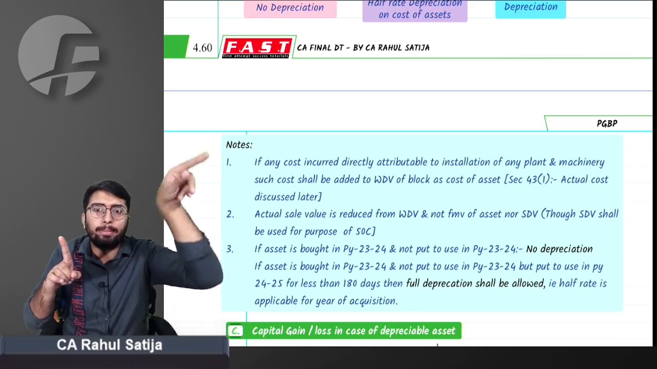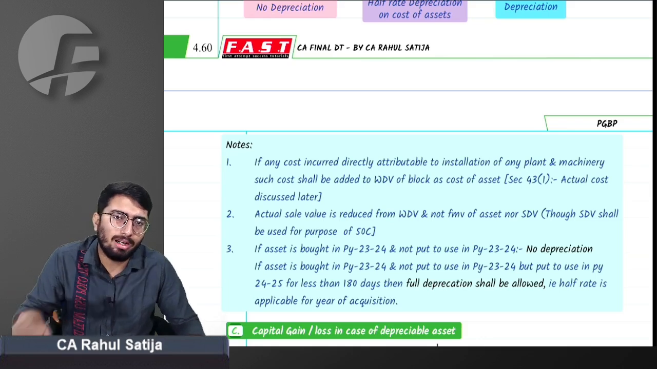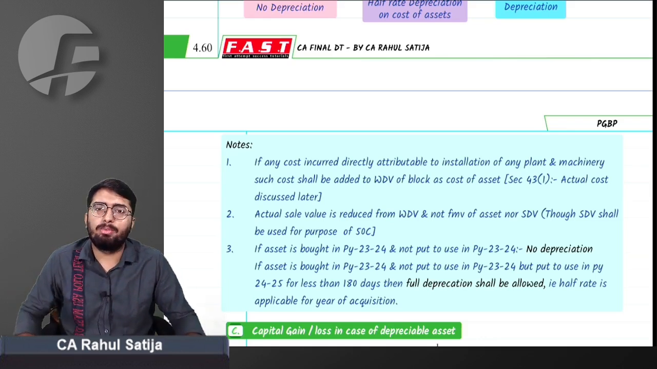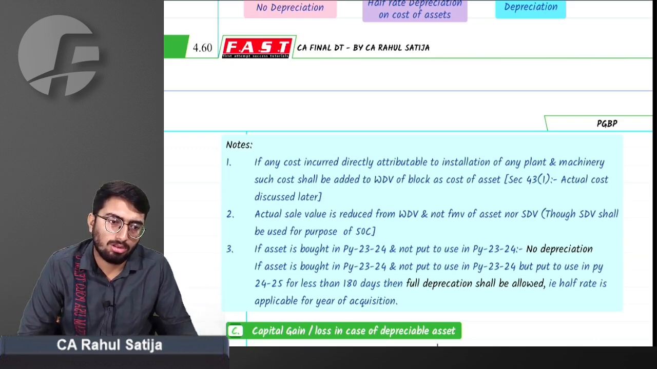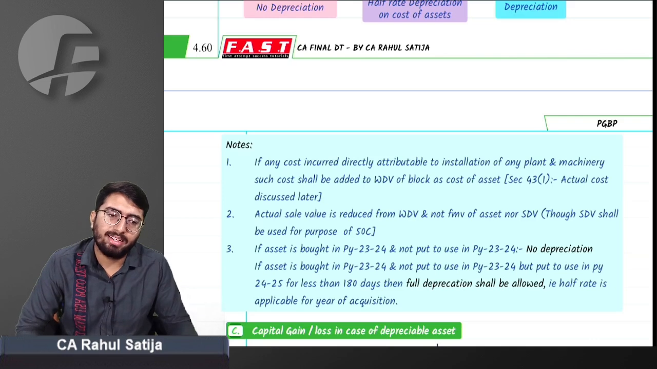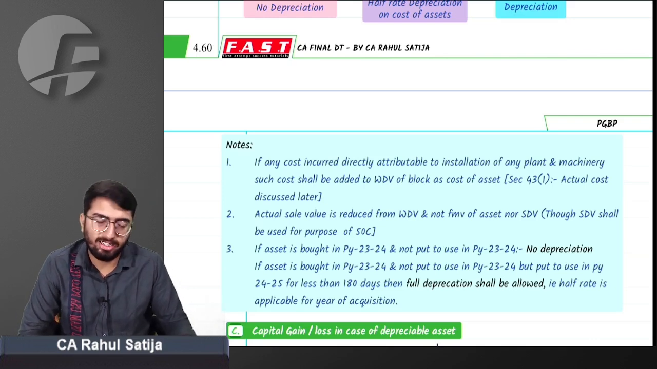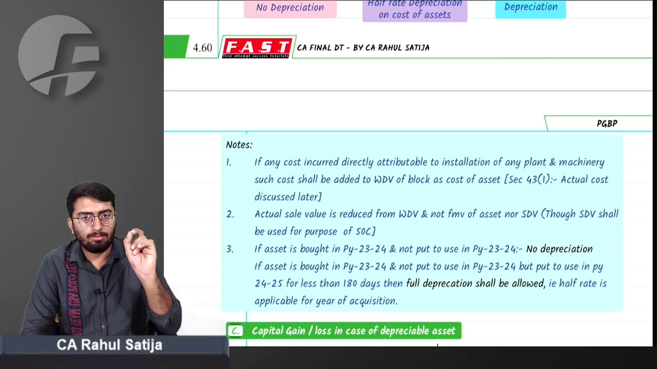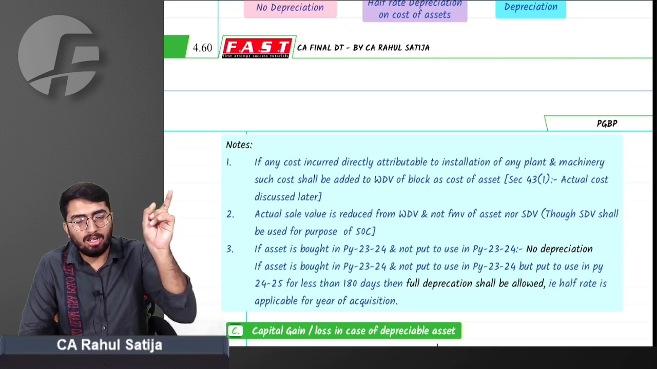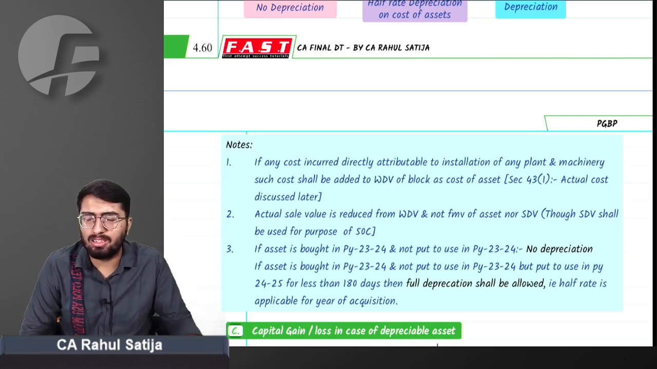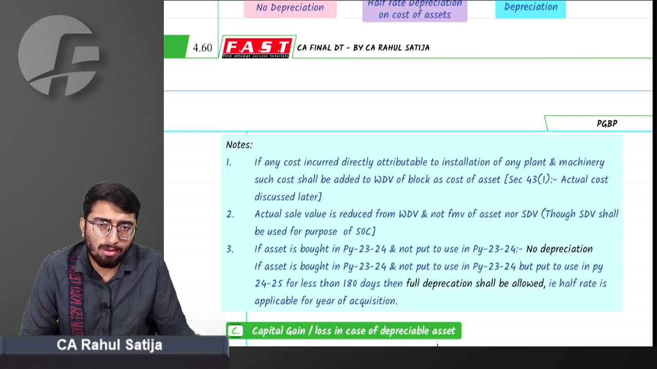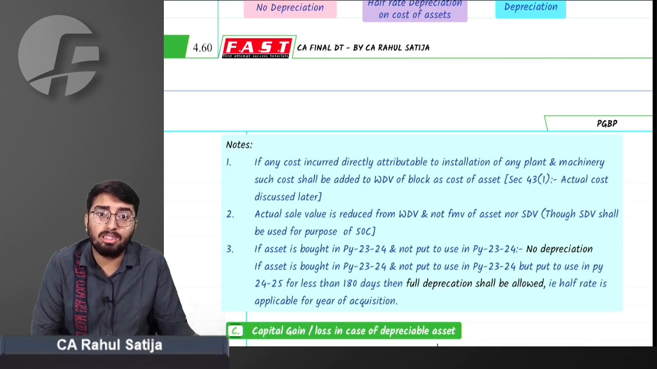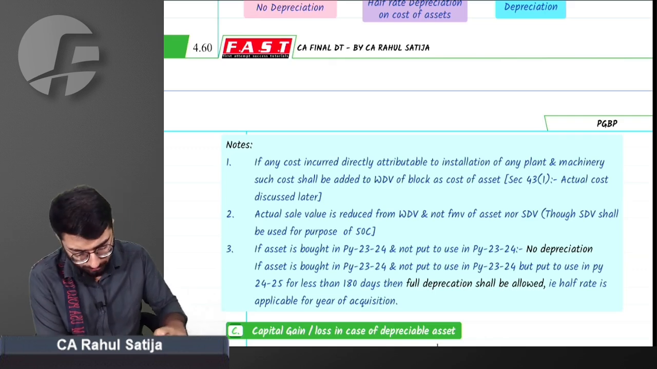But for calculation of capital gain, SDV, WDV will be used. Got this point or not? Yes, sir, we did understand what you are saying. For calculation of capital gain, SDV will be used. For example, you are selling any building, SDV will be used. But for the purpose of reducing amount from the block, actual sales value is to be reduced. You have to take care of that thing.